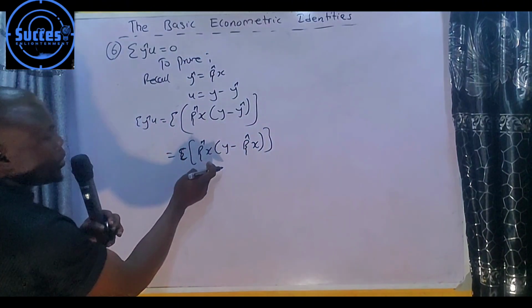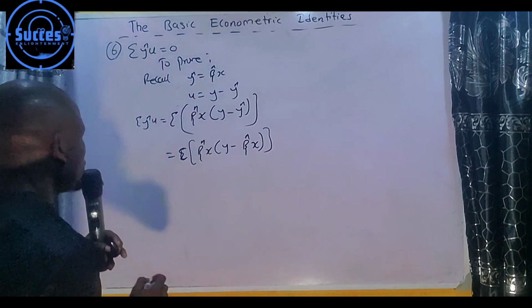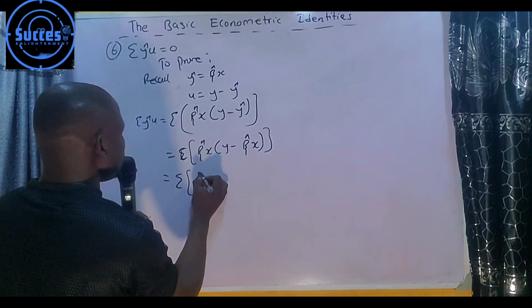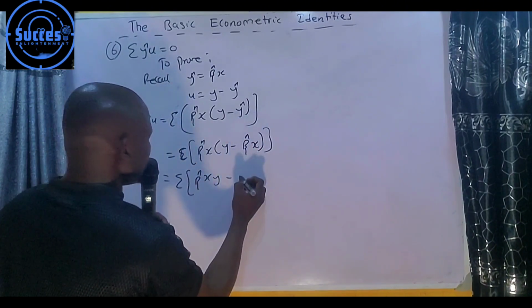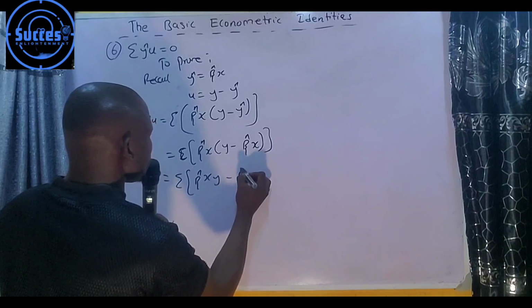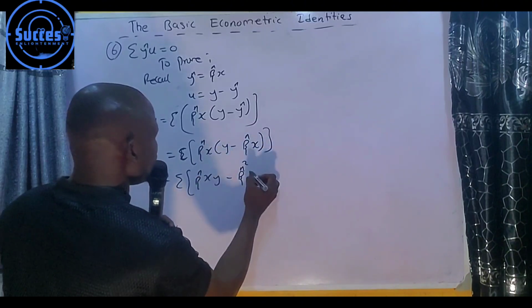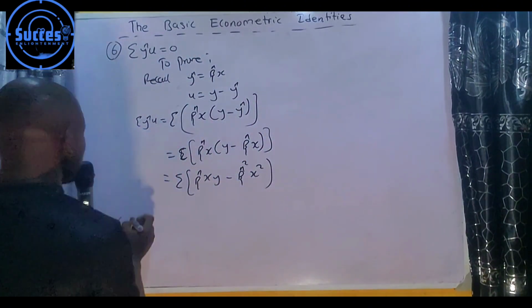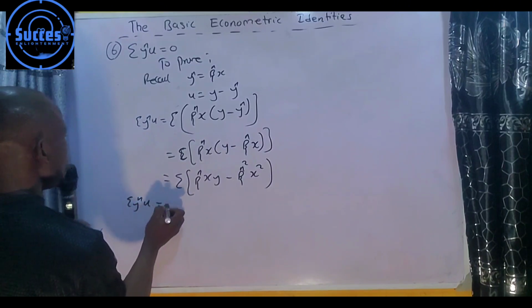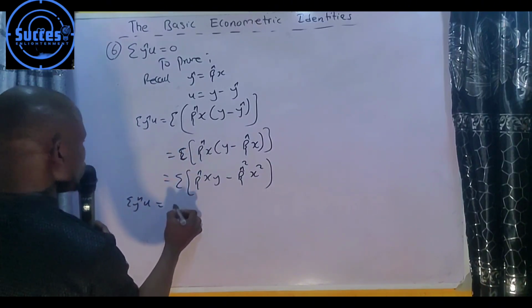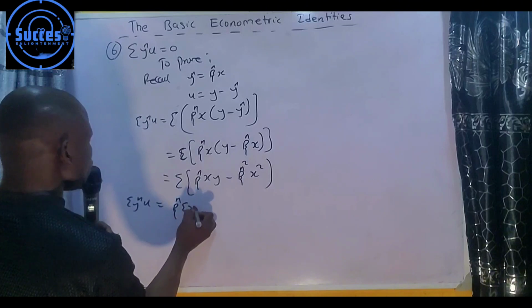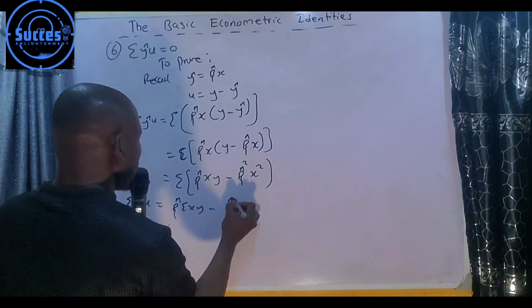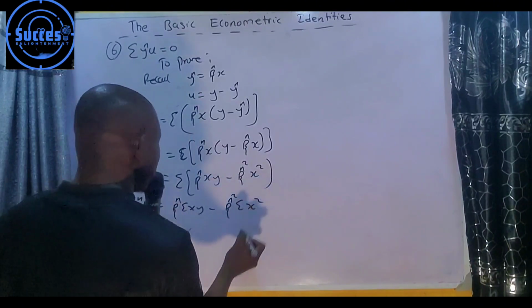So now we can open this bracket by multiplying all through by beta cap x first. So therefore, we have summation into beta cap xy minus beta cap square x square. Alright? So now we can put the summation all through. So our summation y cap u will then be equal to beta cap summation xy minus beta cap square summation x square.